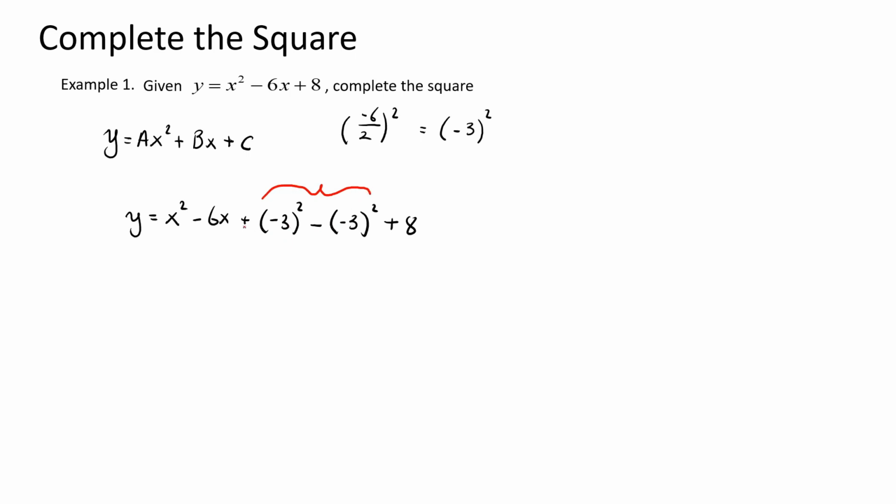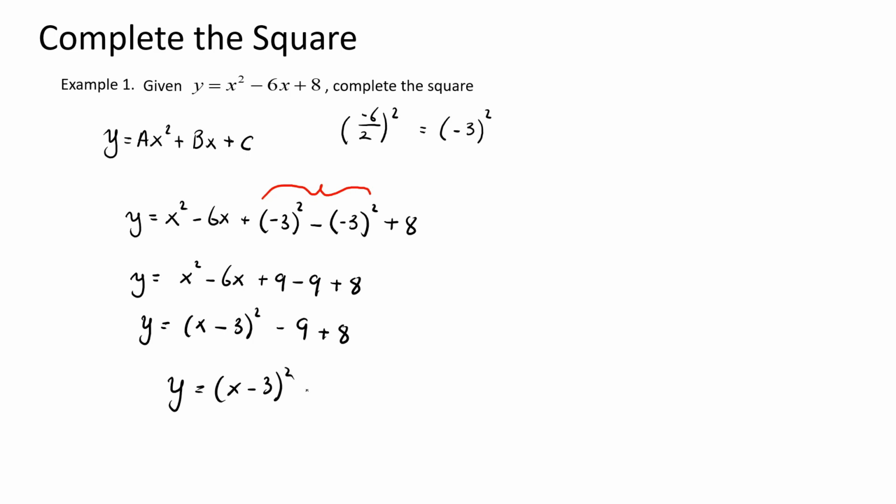So notice that the term we added and subtracted. The reason we add and subtract the value is because the first three terms will become your perfect square. This will turn into x squared minus 6x plus 9 minus 9 plus 8. And we could see that x squared minus 6x plus 9 could be factored down to (x minus 3) squared. And then we have negative 9 plus 8, which comes out to be (x minus 3) squared minus 1.